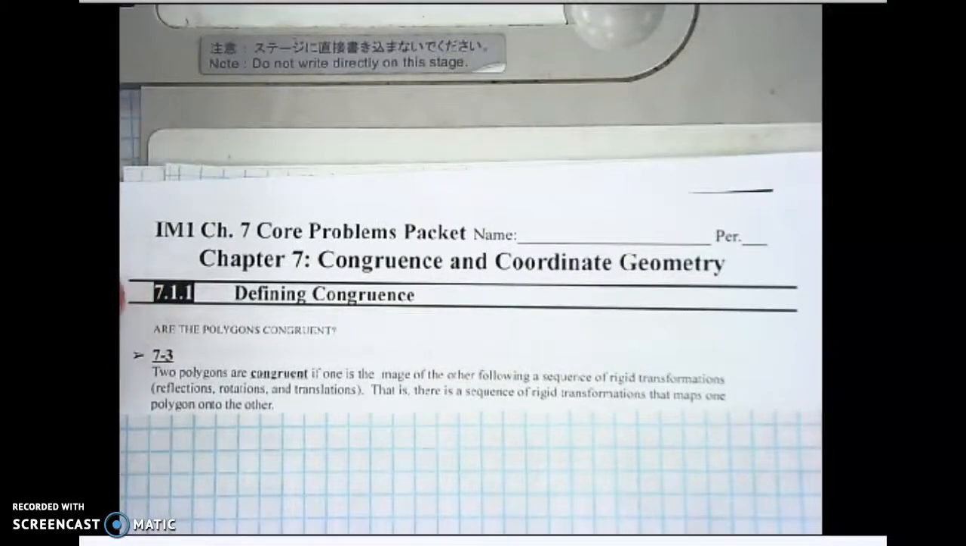Congruence and Coordinate Geometry. Today we're looking at lesson 711, which is titled Defining Congruence. Are the polygons congruent? That is the question for the day.